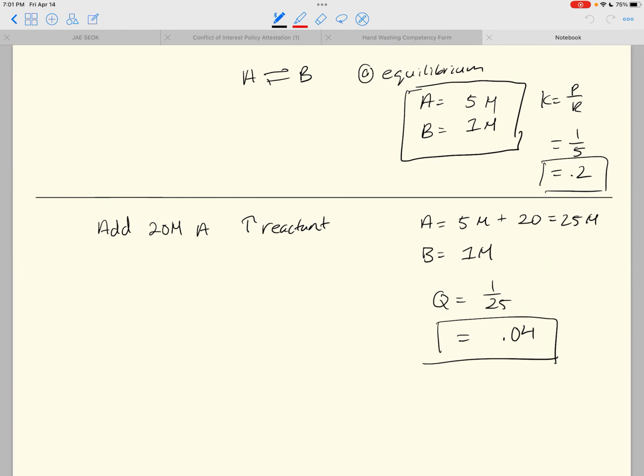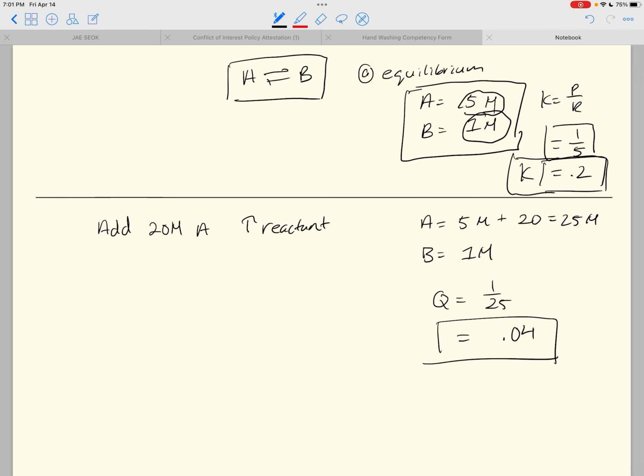Let's think about this one equation that I made up, where A is the reactant and B is the product. At equilibrium, I have 5 molarity of A and 1 molarity of B. To find K, K is product over reactant, therefore 1 divided by 5, and K is equal to 0.2.